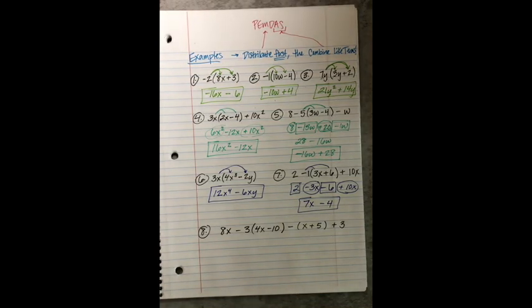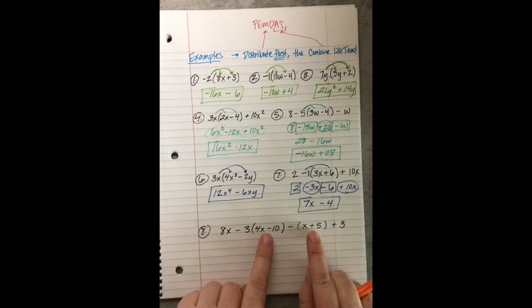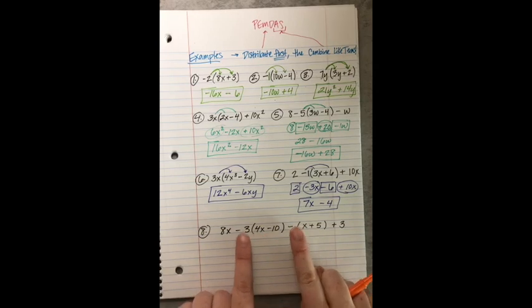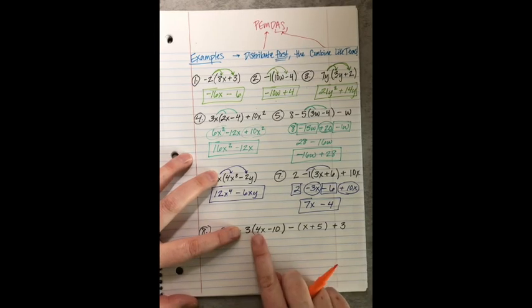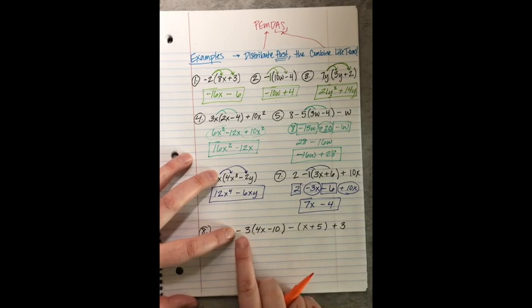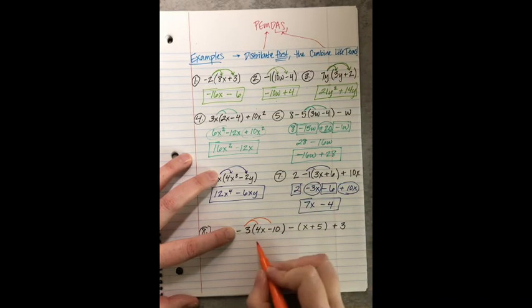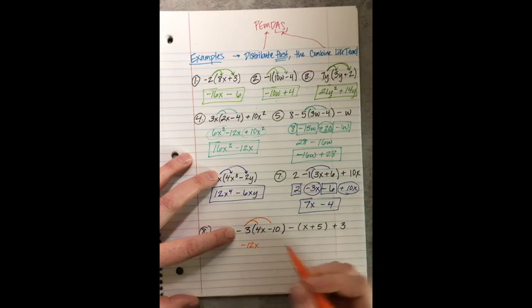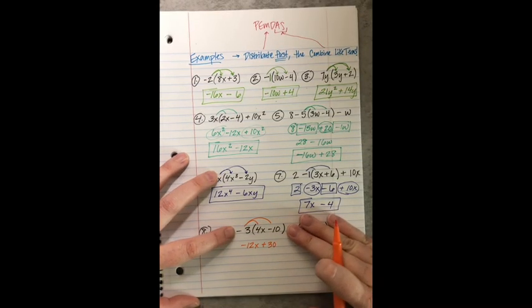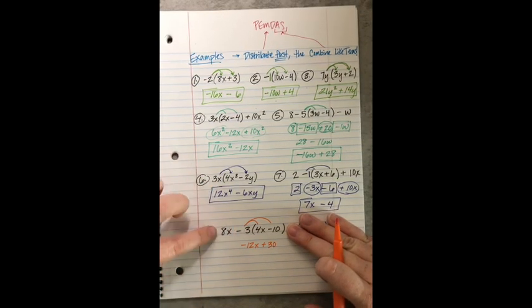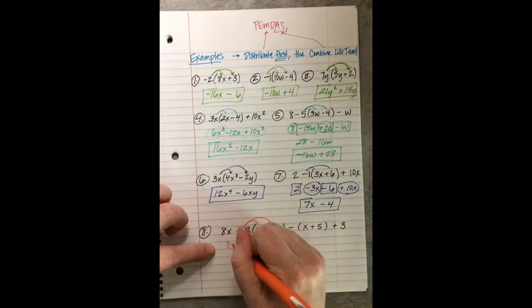Okay, you have 2 sets of parentheses, which means you have double distributive property. Be very careful. 3 is not going to be multiplied. It's a -3. So we're going to multiply that -3. So we'll do that now. -3 times 4x is -12x. -3 times -10 is +30. So I've dealt with that set of distributive property. So this little 8x is going to just be dropped down.